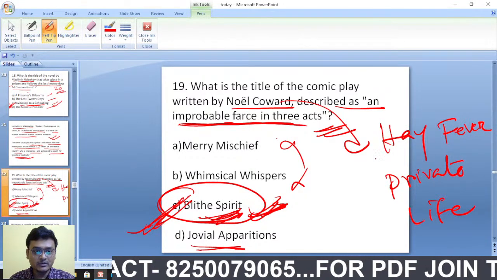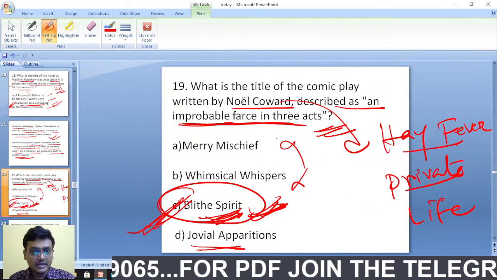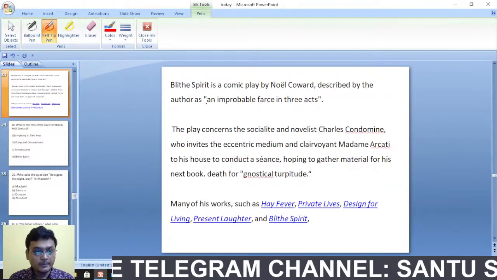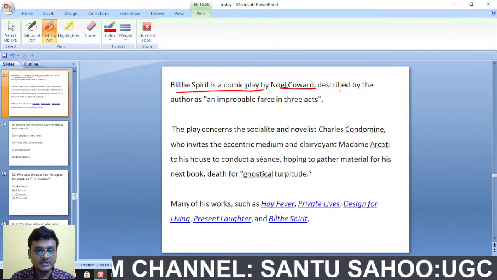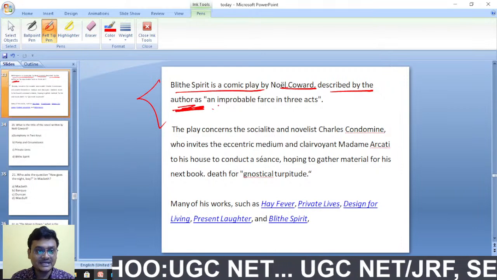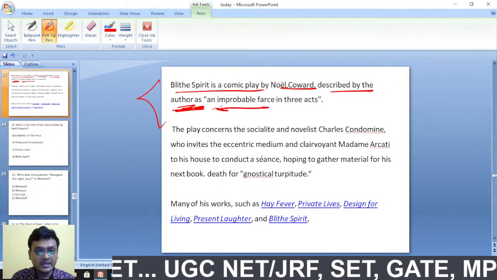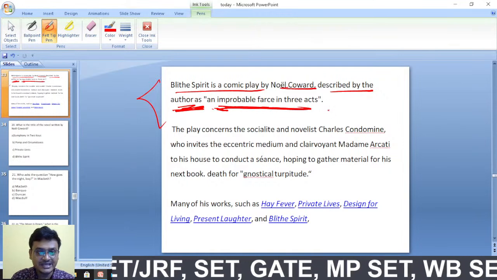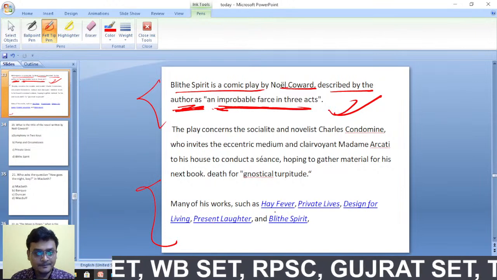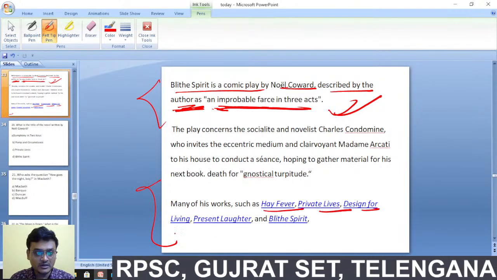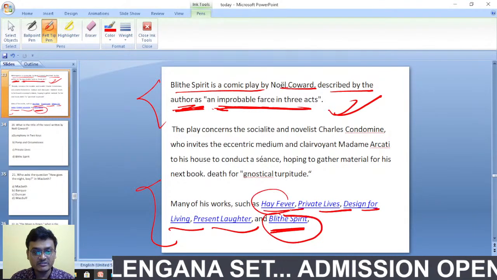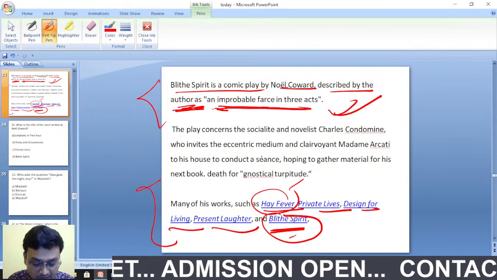Another famous work by Noel Coward are Hay Fever, Private Lives, and the most famous one is Blithe Spirit. Blithe Spirit is a comedy play by Noel Coward. Describing it, Noel Coward himself said that this is an improbable farce in 3 acts. His important works are Hay Fever, Private Lives, Designed for Living, Present Laughter, and Blithe Spirit. The most famous are Blithe Spirit and Hay Fever.